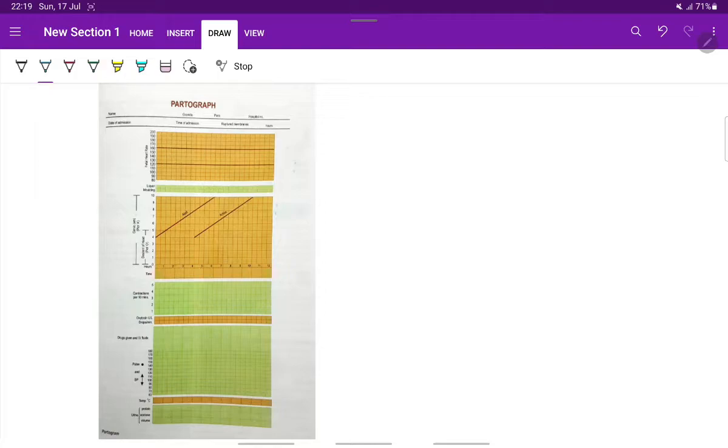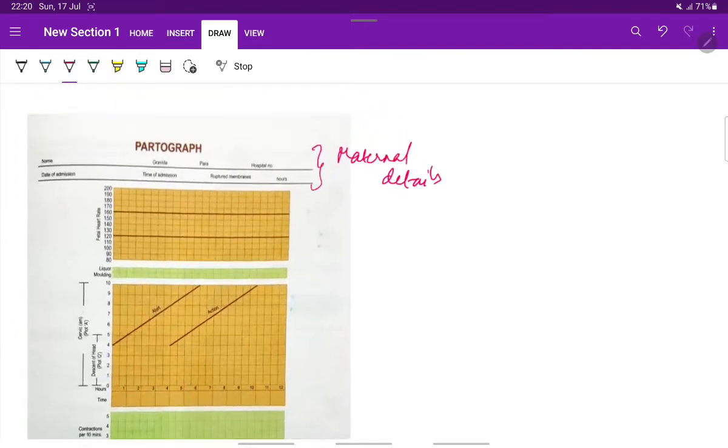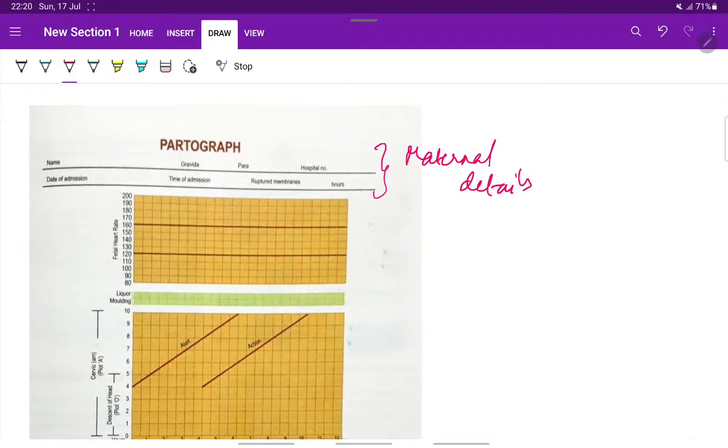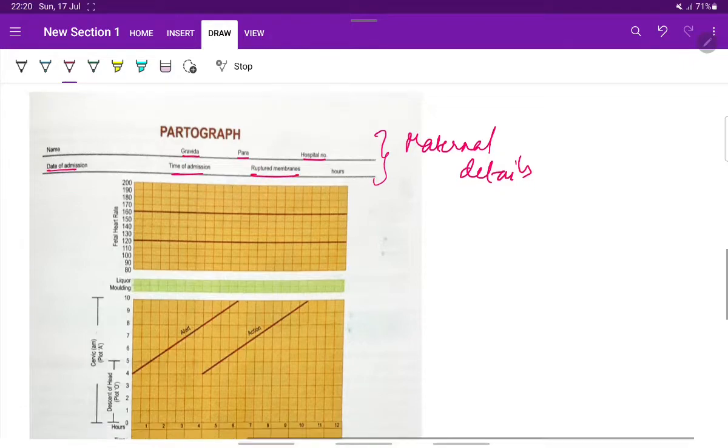As you can see, this is a picture of a partogram, and here we record many informations. Let's see them one by one. First is maternal information. These are all the maternal details, which include the name of the mother, her gravida, para, hospital number, date of admission, time of admission, and the time of rupture of membranes. So these are the maternal details.